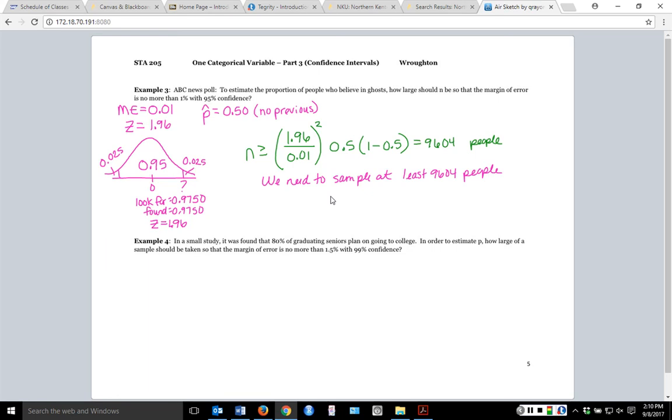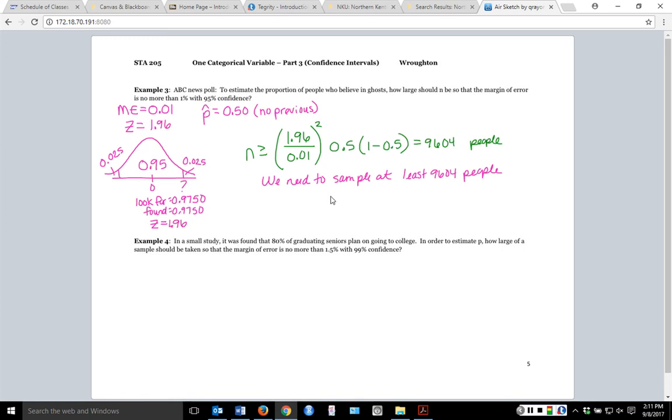Alright, now what's good about doing something like this before you actually collect data is, I can do the math, and the math itself isn't that hard. This is where the researchers should stop and ask themselves, do I have enough time, do I have enough money to get the responses of 9,604 people? If yes, great, do it. If not, I need to worry about what I can compromise on.